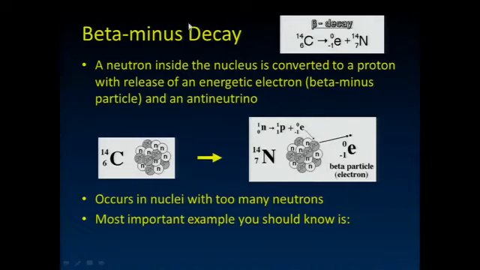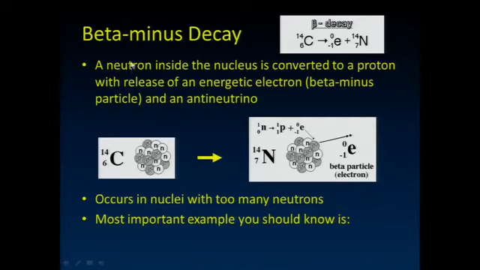Beta minus decay. In beta minus decay, a neutron inside the nucleus gets converted to a proton. So right away, remember, this must be occurring in nuclei that have too many neutrons relative to their protons, because to become more stable, one of the neutrons in the nucleus is going to get converted to a proton. And it's going to release an energetic electron in doing that.